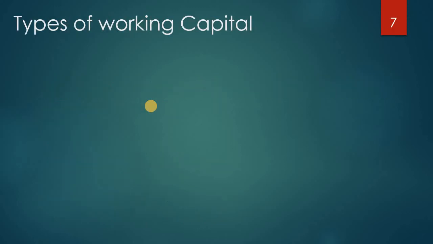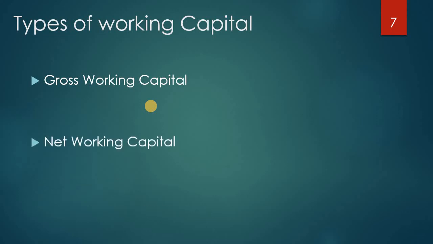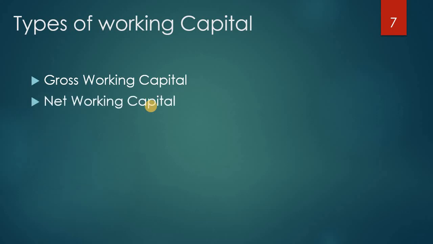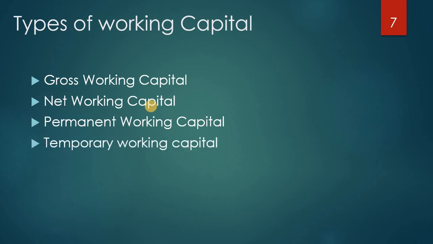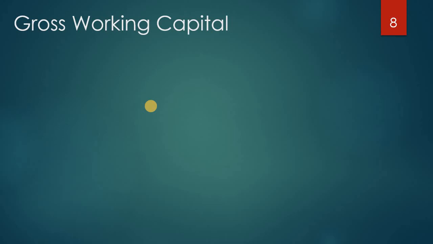Now let us understand and discuss types of working capital. What are the various types of working capital? The first one, gross working capital. The meaning is there in the word itself, gross. Gross means total of current assets. Then net working capital. Then we have permanent working capital. Then we have temporary working capital. Now let us discuss each one. First one, gross working capital.